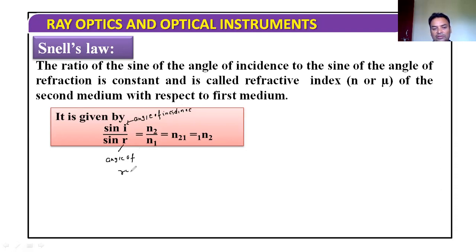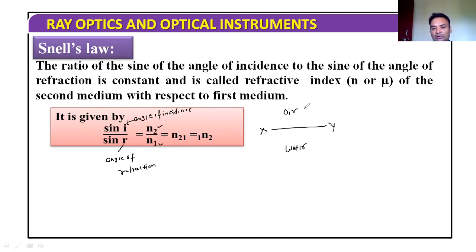Now we take the sine of the angle of incidence and the sine of the angle of refraction, and we take the ratio of these two, sine of angle of incidence divided by sine of angle of refraction. The ratio will give me the refractive index of the second medium with respect to the first medium. This is the refractive index of the second medium, and this is the refractive index of the first medium. So in our case, this was the interface XY, and this was air, and this was water.